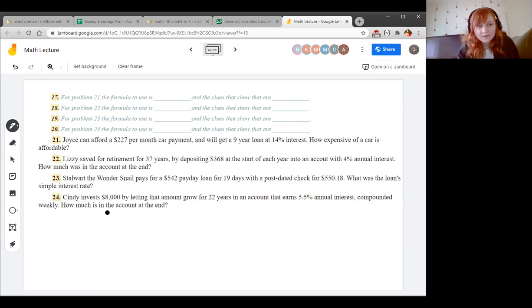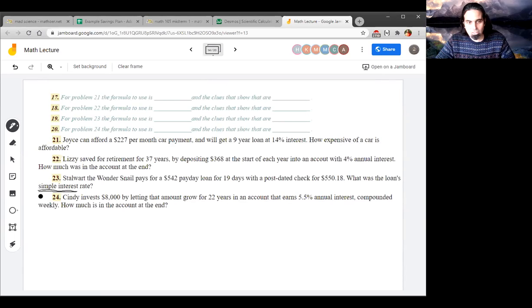Is it 23? Yeah, and how do you know? Because it says simple interest rate. So the formula is, don't make these harder than they are. Simple interest. And the clues are, it says simple interest. And it has to say simple interest. These days, if it doesn't, the assumption is it's compound interest.